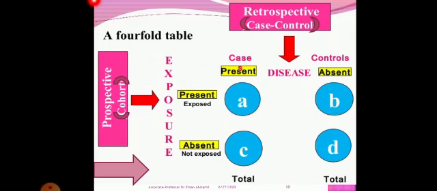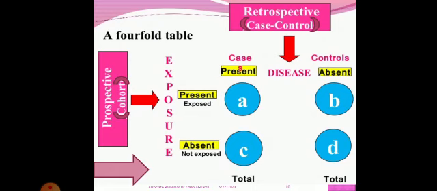So the case control study is a retrospective study. We are going to start with the disease. We are going to start with individuals who have the disease, and then we are going to ask whether they have been exposed to a certain risk factor or not. So this is the retrospective study.